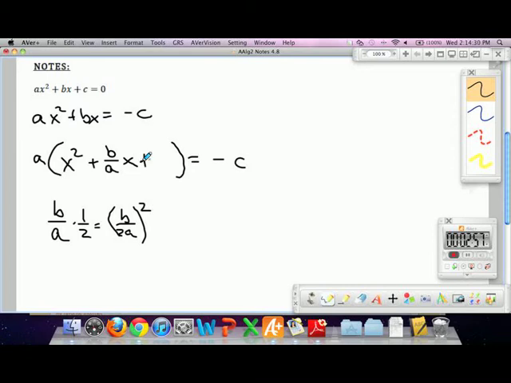Where did the 1/2 come from? How did we find what to add when we completed the square? You take whatever's in the middle and divide it by 2, or multiply it by 1/2. It's the same idea. Then I took that number and squared it to figure out what to put inside. Half of this is b over 2a, and I squared it. So I get b over 2a squared, which is what's going to go on the end.